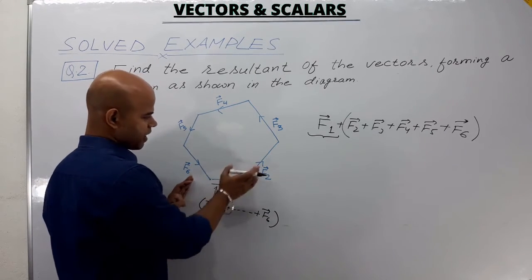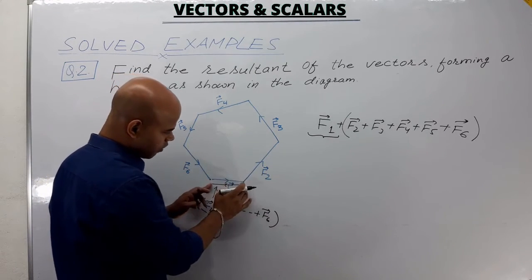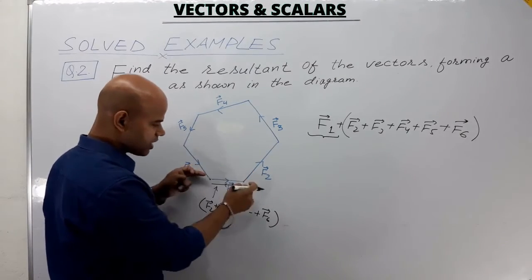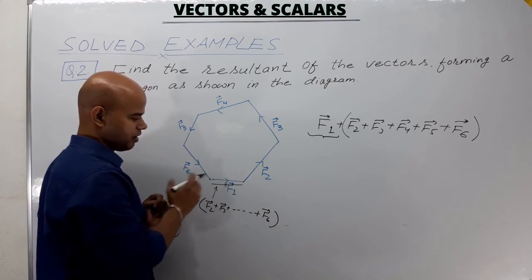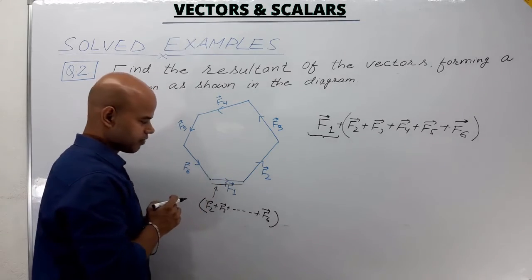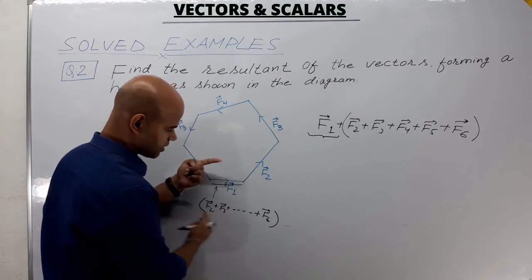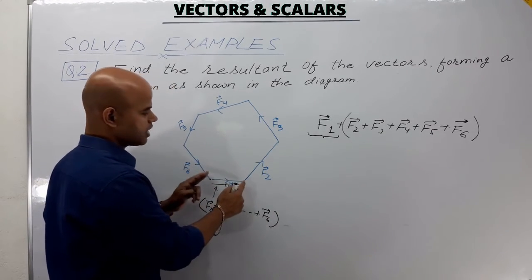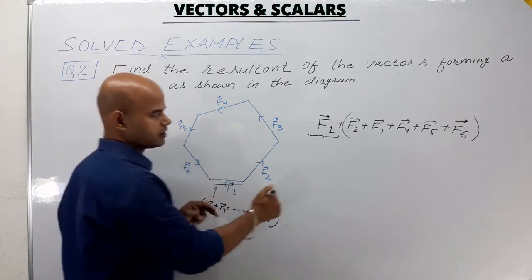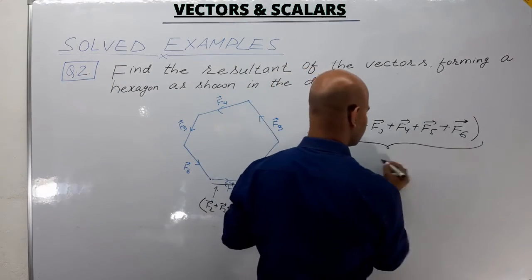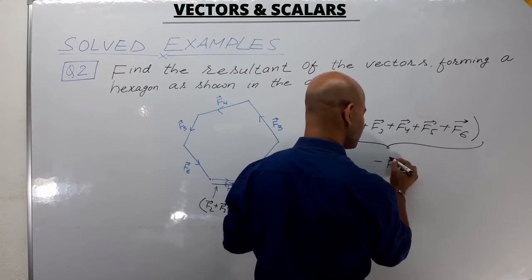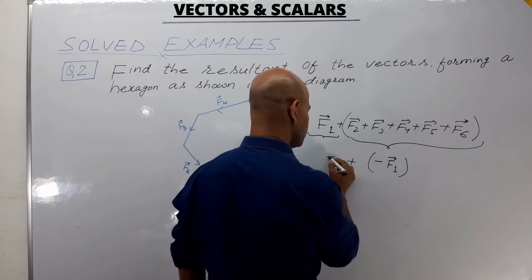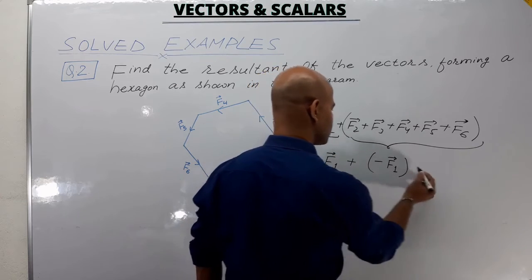The resultant of F2 till F6 is of the same length as the F1 vector, right? And in the opposite direction with respect to the F1 vector, right? The F1 vector and this vector are in opposite directions. So can you say that this vector is the negative vector of F1? So this whole thing can be written as minus F1 vector, right? And you are adding this quantity with the F1 vector. So what will you get?